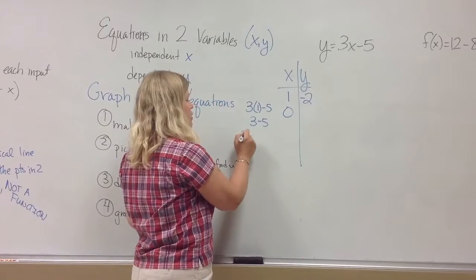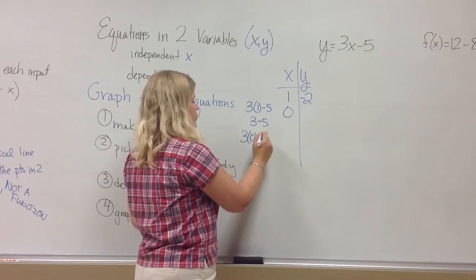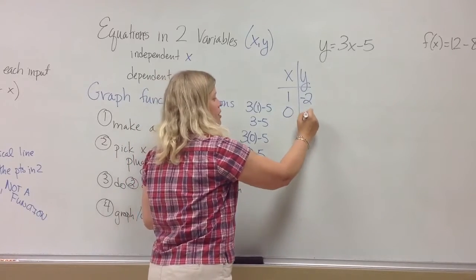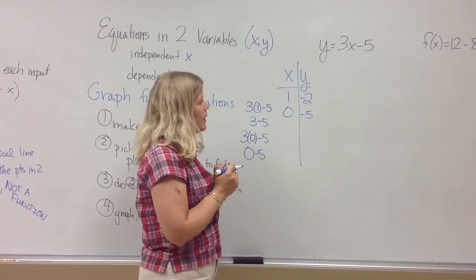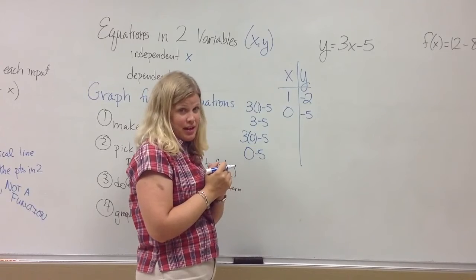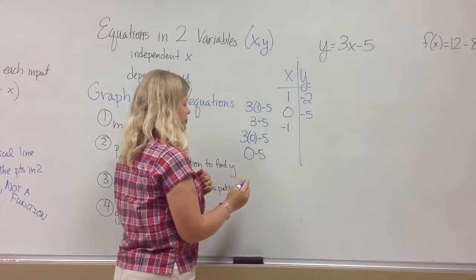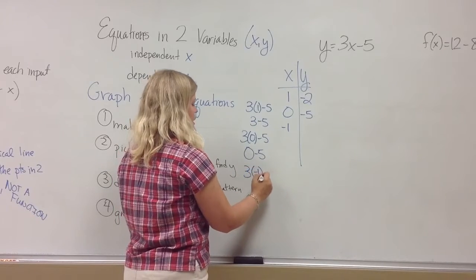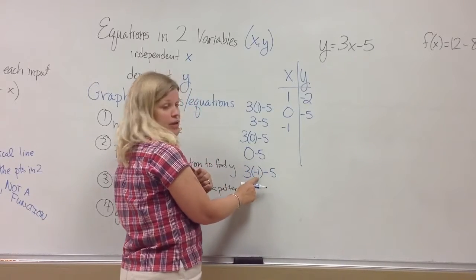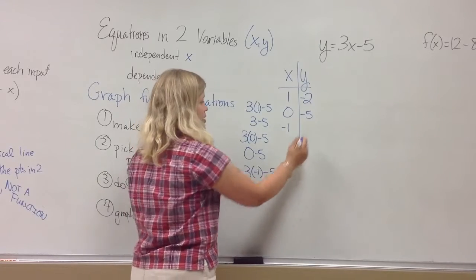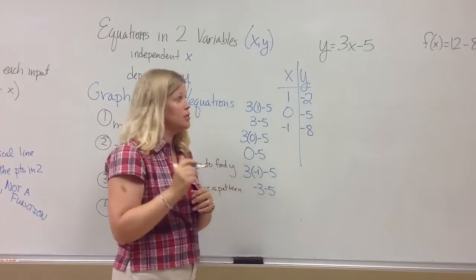So I'm putting in 0. 3 times 0 minus 5. What is 3 times 0? 0 minus 5, negative 5. Okay? Now, I know some of you don't like negative numbers, but I think we should maybe try it. Let's try negative 1. So 3 times negative 1 minus 5. Well, what is 3 times negative 1? Negative 3. Negative 3 minus 5. Oh, it's negative 8. Okay?